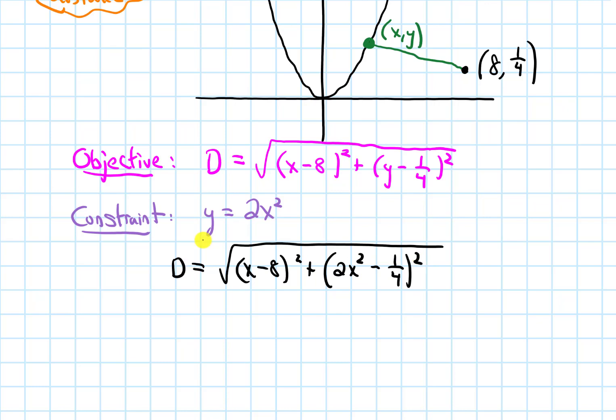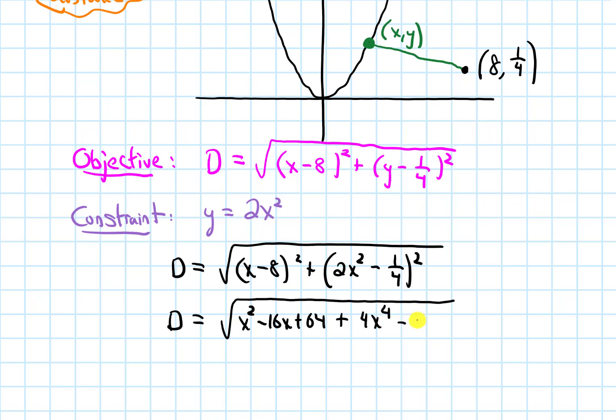Okay, I am going to simplify the inside of the square root a little bit. I just think it's going to make it easier to take the derivative. So we got this big square root, and if we square each of these things, x minus 8 squared is x squared minus 16x plus 64. The next thing squared will be plus 4x to the 4, and then we'll get minus x squared plus 1/16.